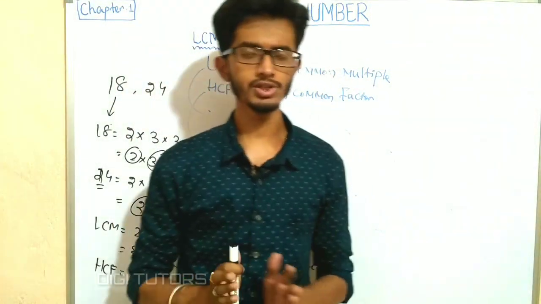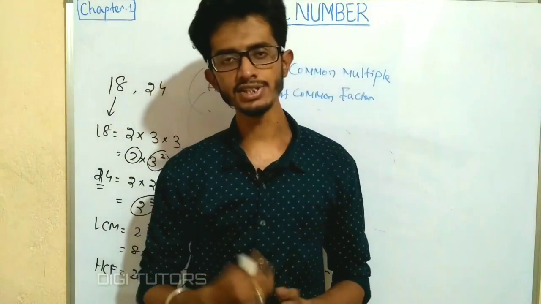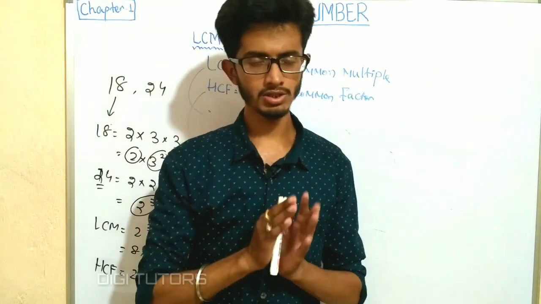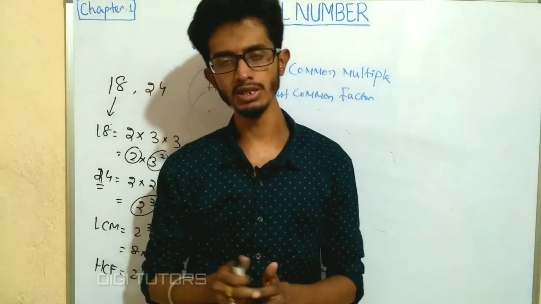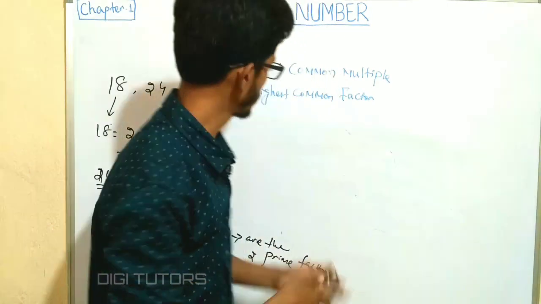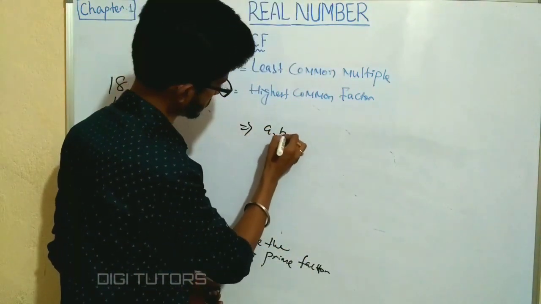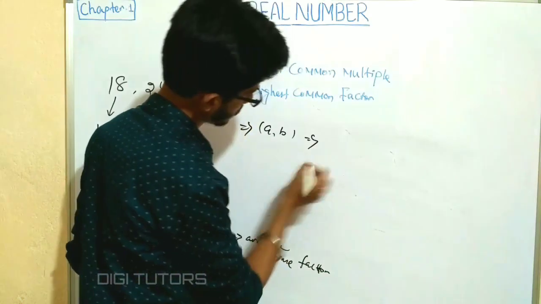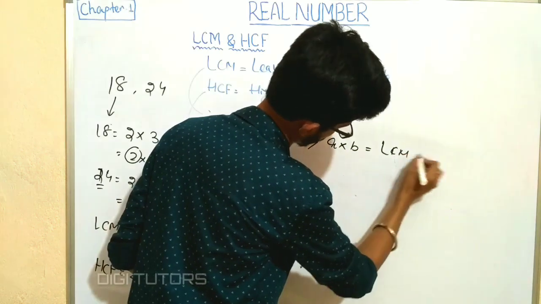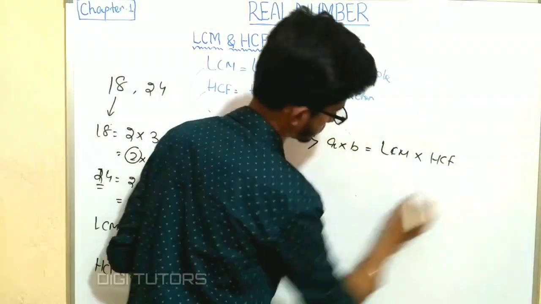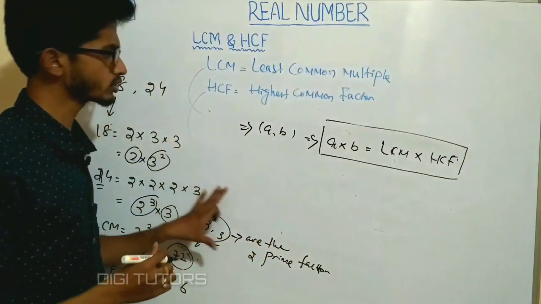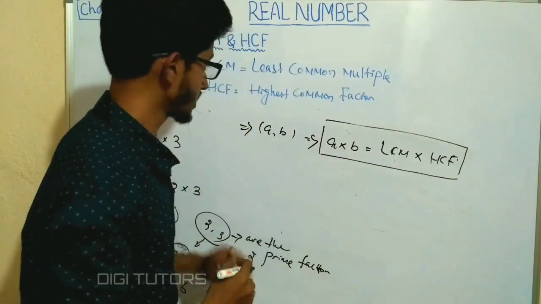We have a formula relating the integers and their LCM and HCF. If we take the first integer as A and the second integer as B, then their product is equal to the product of their LCM and HCF. That is, A into B equals the product of LCM and HCF. Okay, this is the formula. We can also verify this formula with this example.